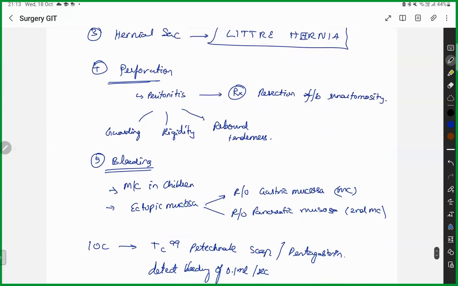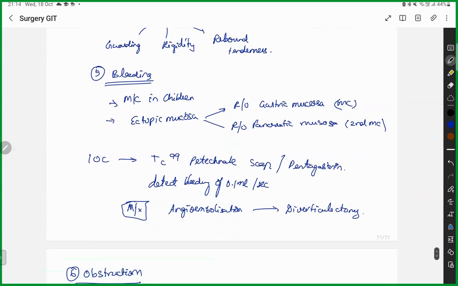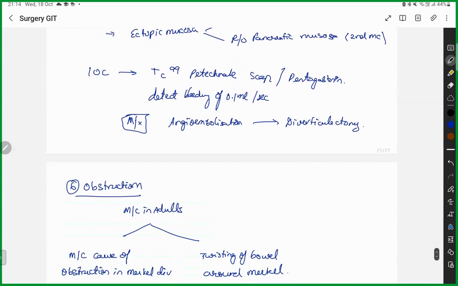Bleeding is most common and this is present in children. You're going to have ectopic mucosa, either ectopic mucosa from your stomach or ectopic mucosa coming from your pancreas. Most common is gastric mucosa, second most common is pancreatic mucosa. Now, what is the investigation of choice? Technetium-99 scan or pentagastrin. This is helpful in detecting bleeding of 0.1 ml per second. And what is the management? You're going to do angioembolization followed by diverticulectomy.